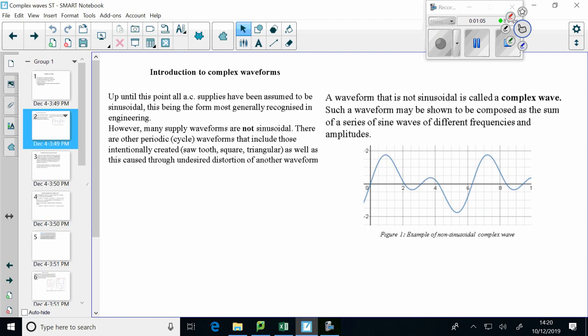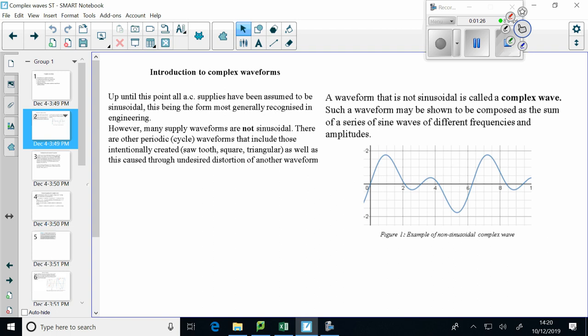So, introduction to complex waves. Up until now, the only thing we looked at AC-wise, in terms of a supply voltage, has been assumed to be purely sinusoidal in nature, because that's what's most generally recognised in engineering.